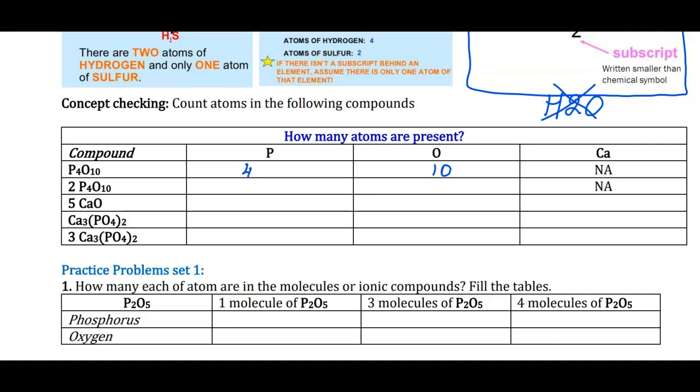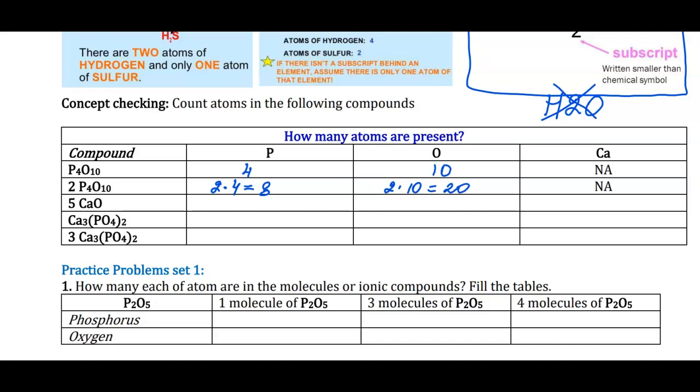The difference between the first and the second formula is that the second has a coefficient that actually changes the number of atoms. For 2P4O10, it will be 2 times more atoms than before. So 2 times more phosphorus gives us 8, and 2 times more oxygen gives us 20, right?